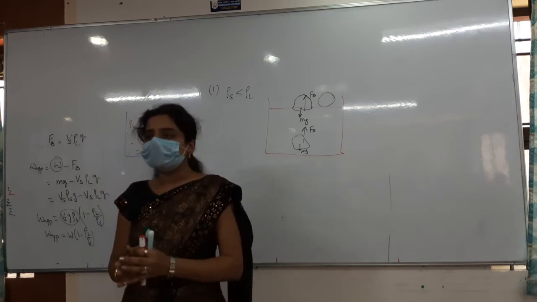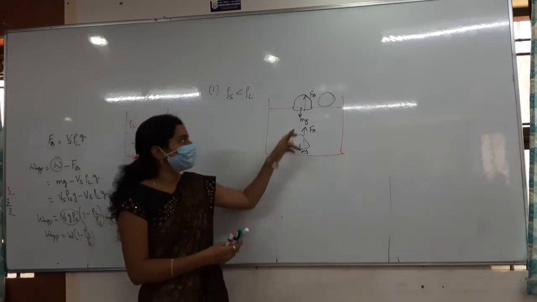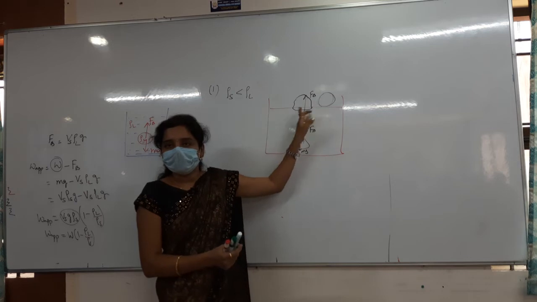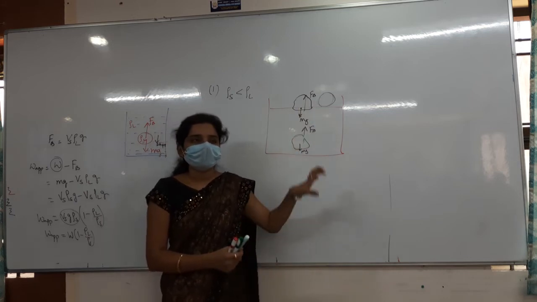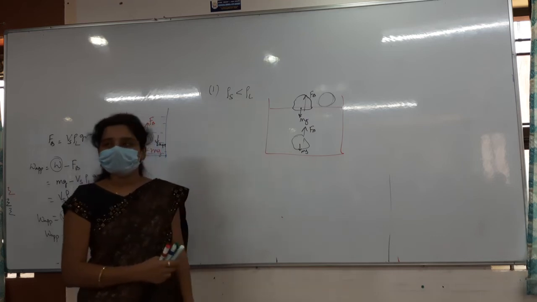Whenever you take the rubber ball, it will have some weight. So due to that weight, what happens? It will be submerged partially on the free surface of the water. That is about the first case, whenever the density of the substance is less than the density of the fluid.